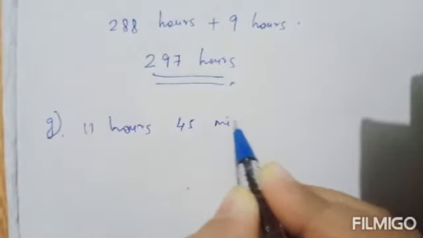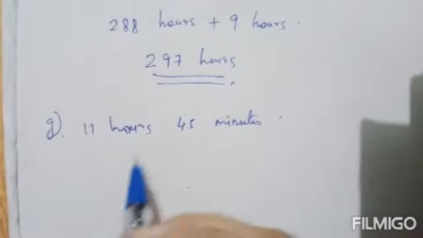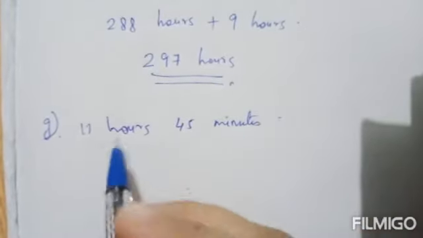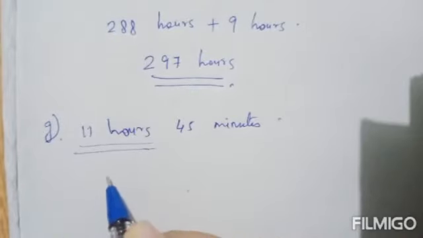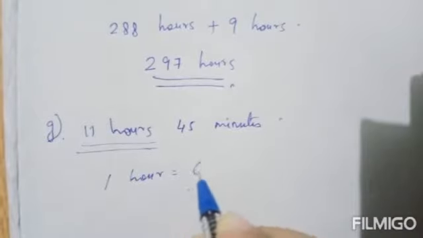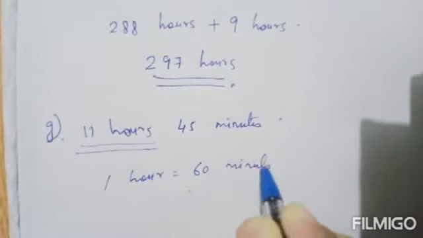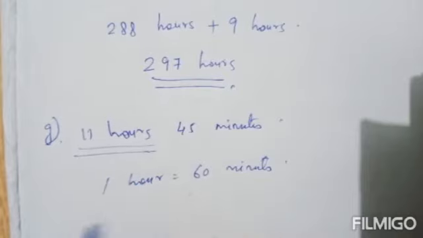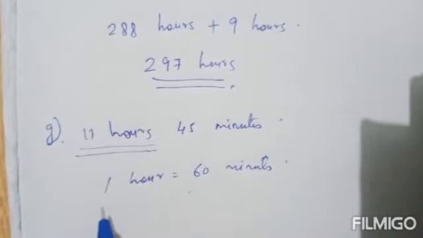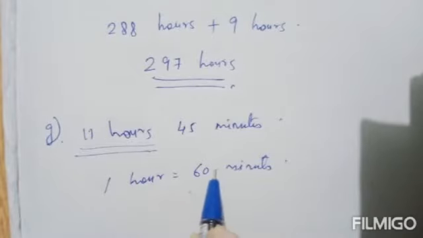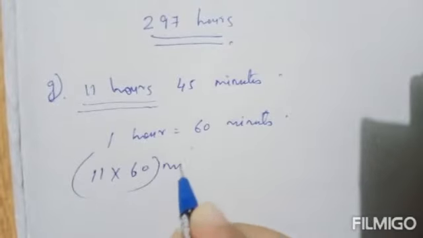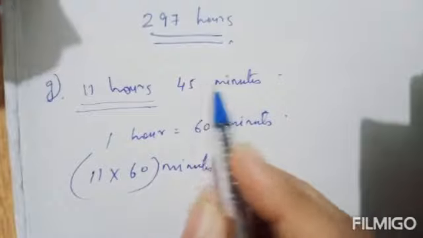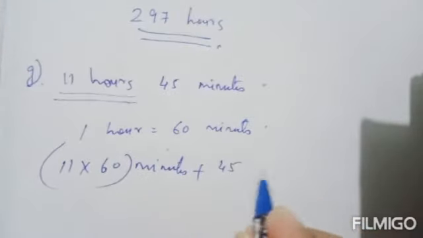In that G, 11 hours 45 minutes to minutes. Okay, so hours you have to convert to minutes. So you know the relation, 1 hour equal to 60 minutes. Okay, so 11 hours, how can you convert to minutes? Just multiply by 60. In order to convert hour to minutes, just multiply by 60. So 11 hours, it is 11 into 60 minutes. Plus, here 45 minutes is there, so that you have to add.